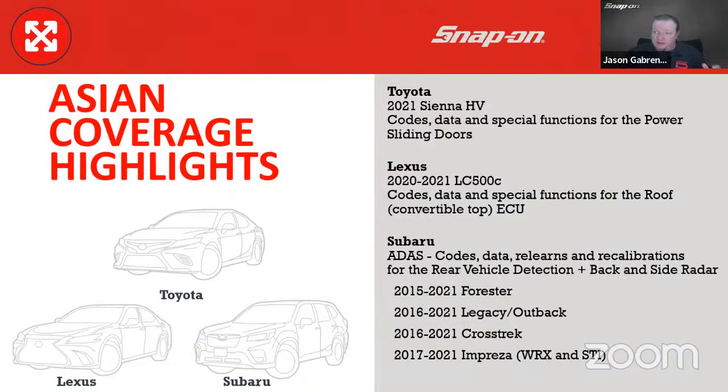Subaru, this one's pretty big. So ADAS coverage, always adding to that ADAS coverage that we have. Codes, data, relearns, and recalibrations for the rear vehicle detection and back and side radar. So that is the radar pods, the radar modules that are in the back bumper, kind of on the corners. And now you're able to recalibrate, relearn those, as well as read codes and diagnostic data and such. Now, in this case, that does require a separate target, which is available. But as far as the software coverage, you're covered.